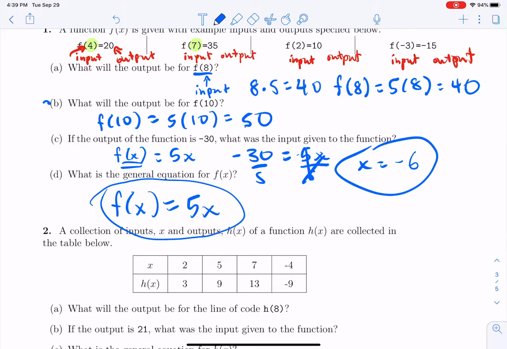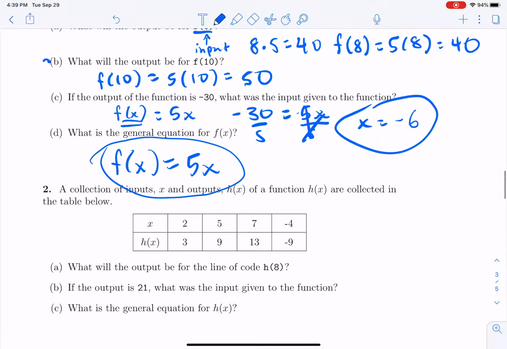All right, so in this next example, or this next question, we're told a collection of inputs, x, and outputs, h of x, are collected in the table below. So we've got an input of 2, output of 3, input of 5, output of 9, input of 7, output of 13, input of negative 4, output of negative 9. That's a tough one.